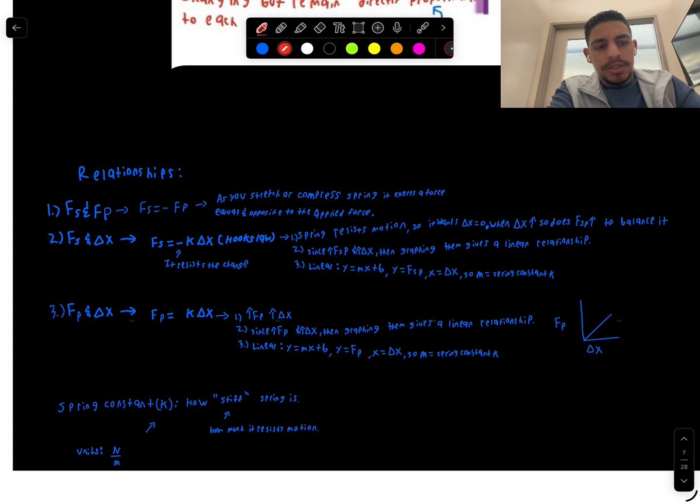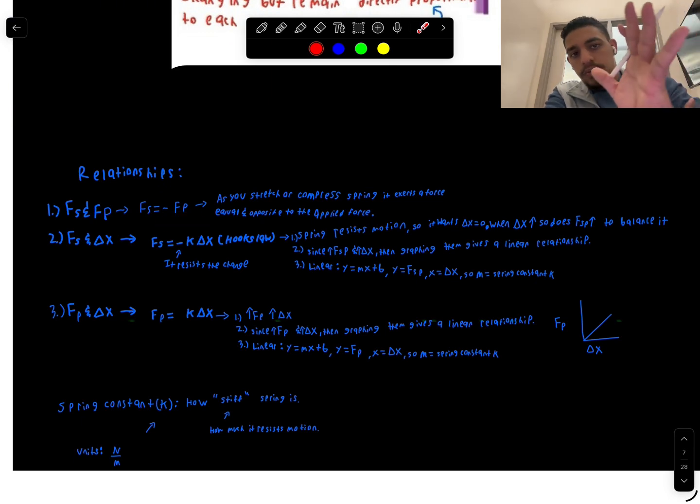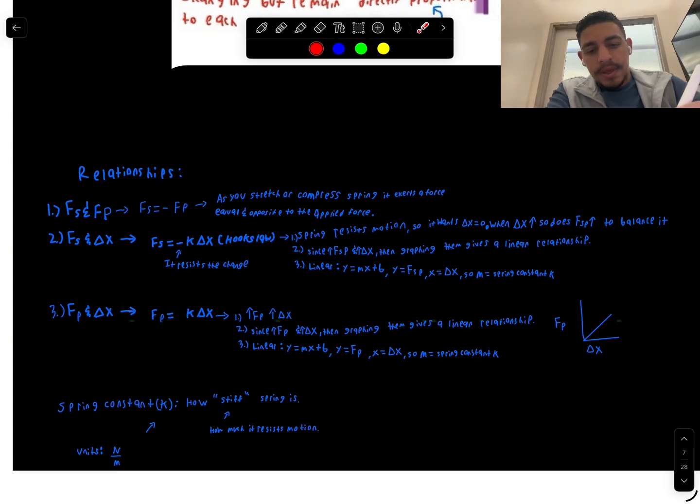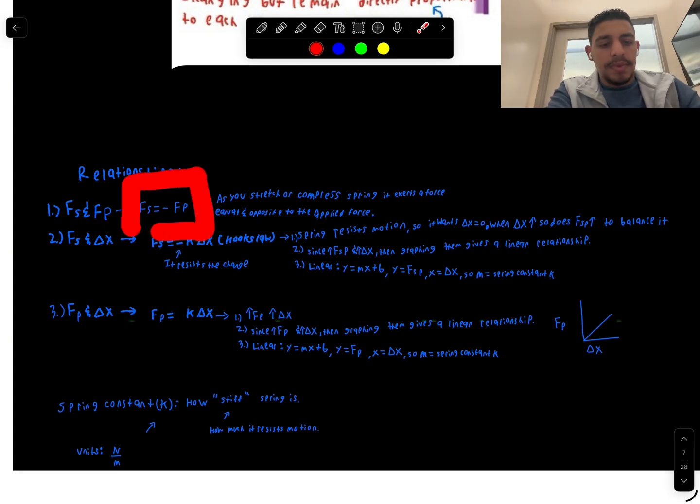Among those relationships is the force of the spring and the force of pressure, right? What you see is, like I said, as the spring force increases, the pressure increases as well. So either you put pressure on the spring or you pull on the spring, right? And that equation is labeled right here. As you stretch or compress it, it exerts a force equal and opposite to the applied force.